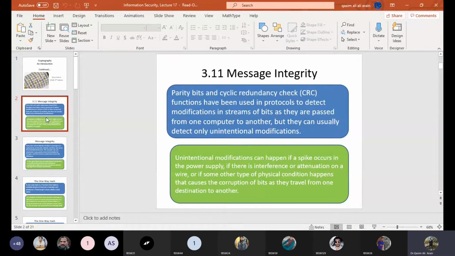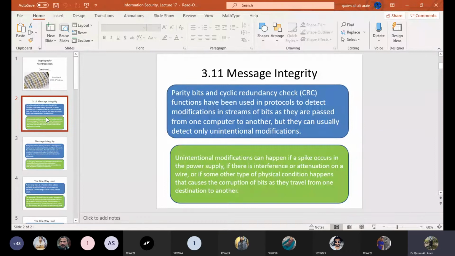You people are well aware of the terms parity bit and cyclic redundancy check, as we have discussed in computer networks also. When your data is traveling from source to destination, at the source some sort of calculations are made, right? And the same calculations are made when the data is received at the receiver's end. Now when these calculations are compared at the receiver's end, if both values are the same, this means that your data has not been modified, right?